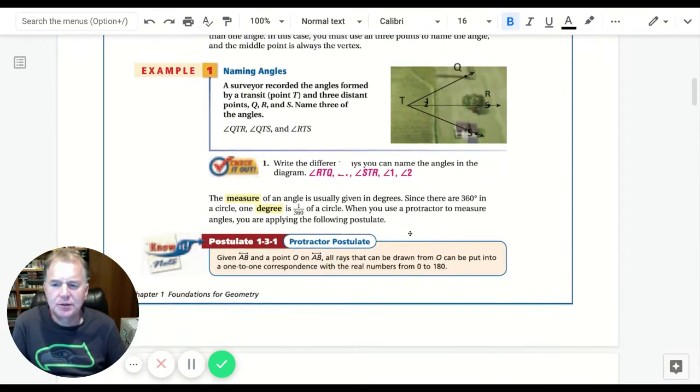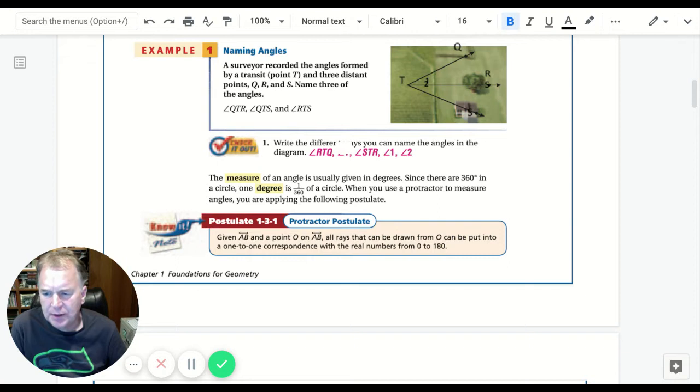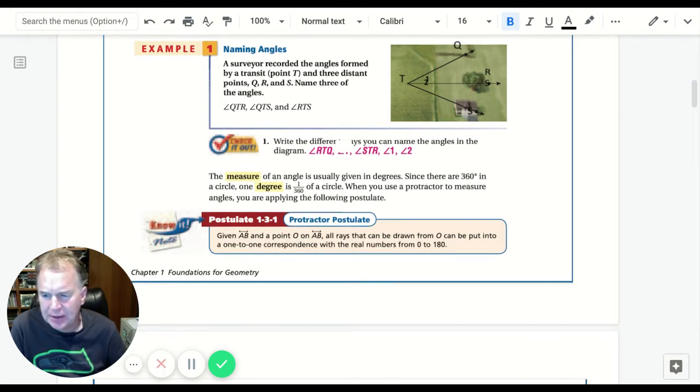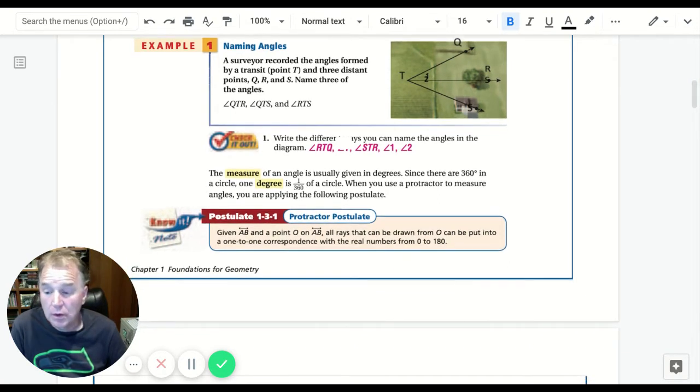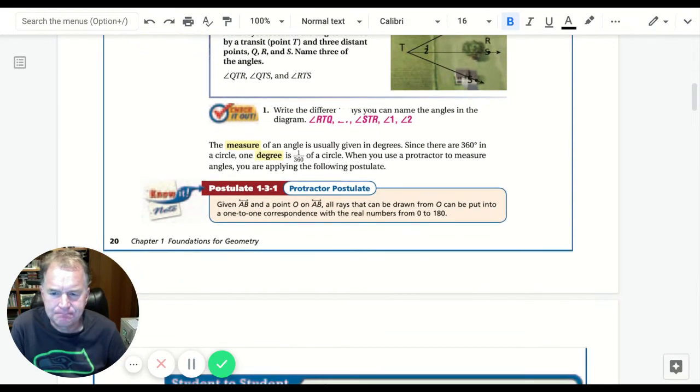So we measure angles in degrees, and the way they defined it is there are 360 degrees in a circle. So if we divide that in half, it's 180, half a circle. Or a quarter of a circle would be 90 degrees, which you know is a right angle.